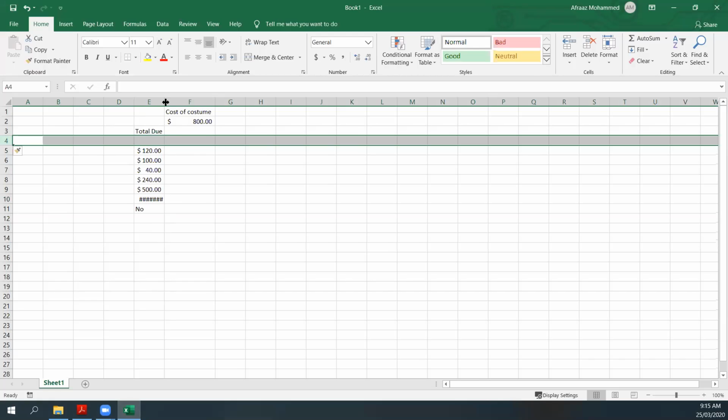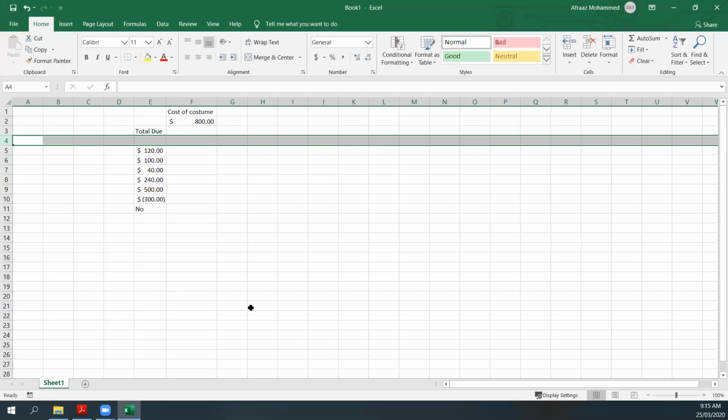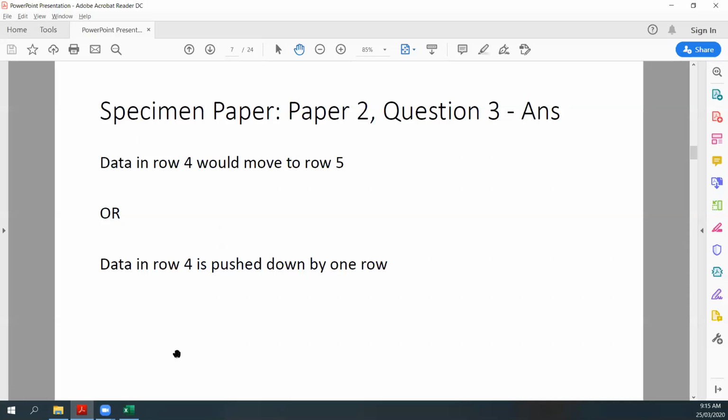Everybody clear on that? As you'd see, some of the questions you will be asked relate to the functionality and adding formulas, and also you'll have to comment on how performing certain operations affects the structure of the spreadsheet. Acceptable answers would be data in row 4 moves to row 5, or the data in row 4 is pushed down by 1 row.